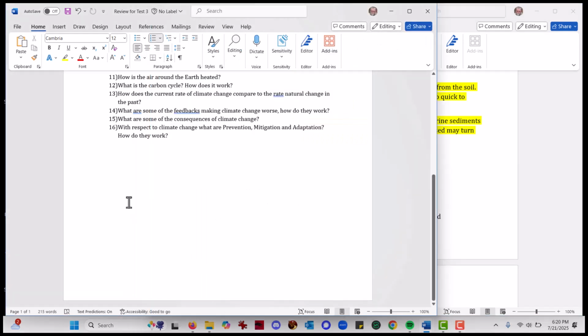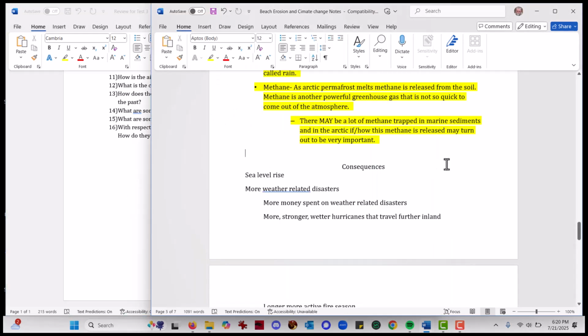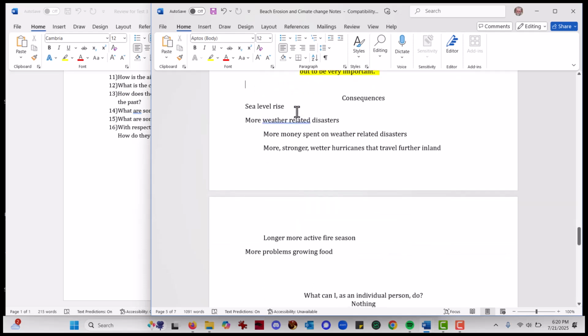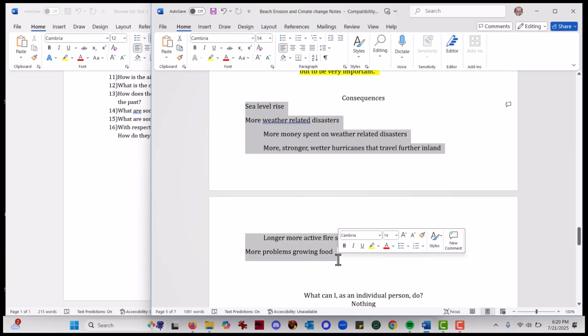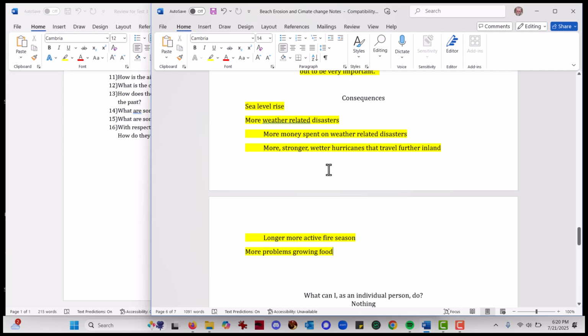Okay, so consequences of sea level rise and of global climate change. Here they are, right? First of all, we already talked about beach erosion and sea level rise. As we melt ice, now, not sea ice, but as we melt glaciers, those glaciers run into the ocean. That makes the ocean deeper. As you heat the water, it expands. That makes the ocean lap up on shore, right? So, sea level rise.